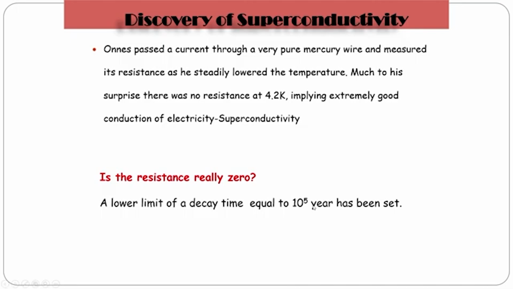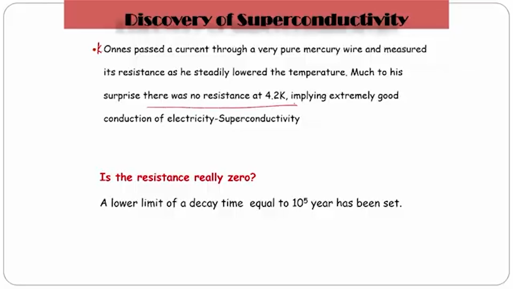Kamerlingh-Onnes, who discovered superconductivity, did so shortly after liquid helium was discovered, and he passed current through a very pure mercury wire and measured the resistance as he steadily lowered the temperature. So, the temperature of the substance is steadily lowered, and he was measuring the resistivity of very pure mercury. The mercury had defects and impurities removed as far as possible, and it was in a very pure form.